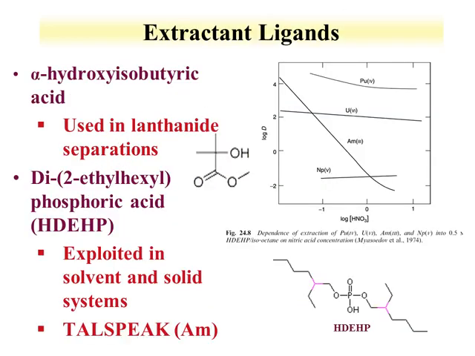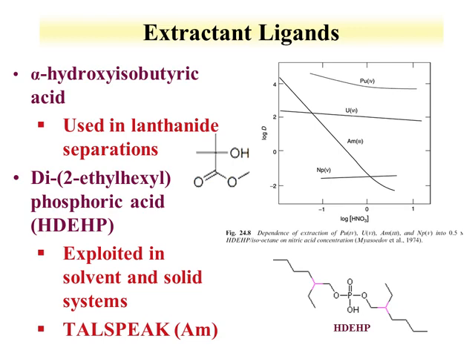Examples of other organic soluble extracting coordinating ligands are shown here. Similar to thenoyltrifluoroacetone as shown on the previous slide, alpha hydroxyisobutyric acid, the compound is shown here, is used in lanthanide separations. It was also used in the discovery of the trivalent transuranic elements. So for lanthanide separations, the coordination of lanthanides with alpha hydroxyisobutyric acid allows a size-based separation to occur, since all the lanthanides have the same oxidation state as do the trivalent actinides, particularly americium and curium.